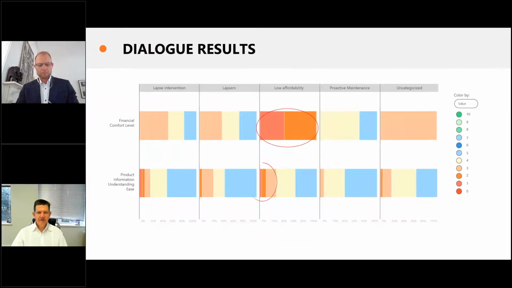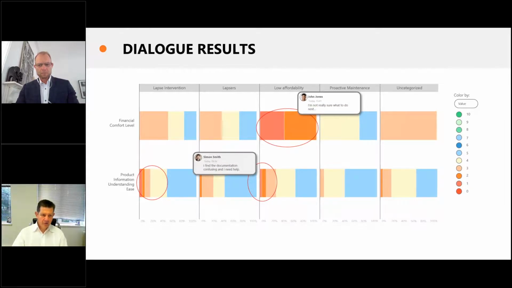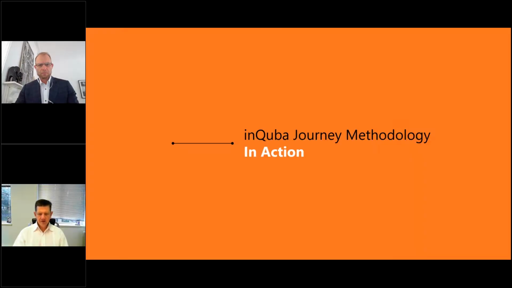So as we started to interact and have these dialogues with customers, we obviously saw slightly different patterns. So looking at the low affordability, obviously their level of financial comfort was much lower than the other groups. And in terms of understanding information on the actual products, we started to see that certain of the documentation was confusing and that the customers actually needed help. And this started to inform what are the interventions that were necessary within this organization to address the specific needs of these different audiences and start to optimize the process and put those interventions in place. So that certainly gave a high degree of steerage in terms of where the focus should be.